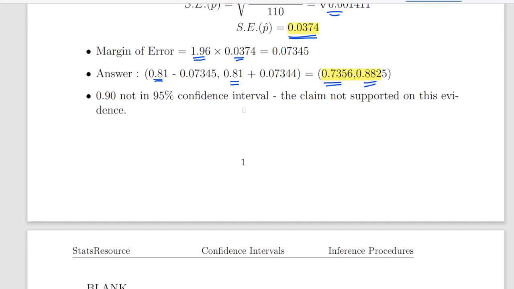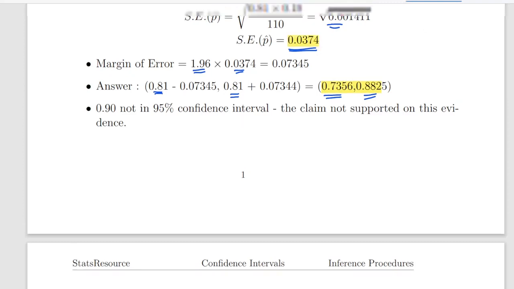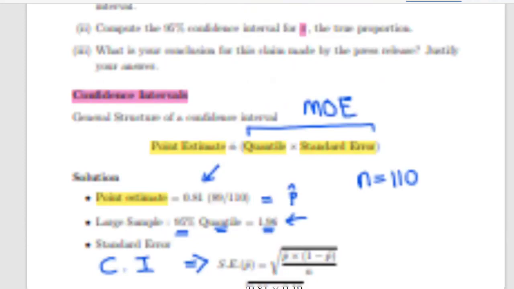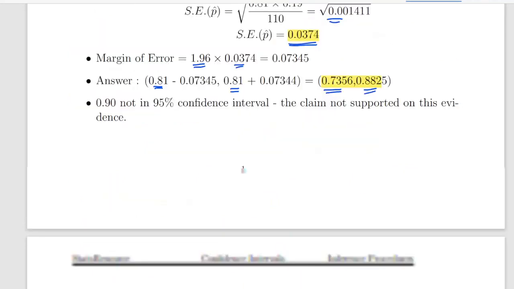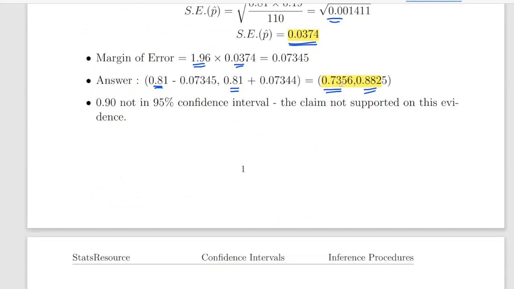Now, the third part asks us what is our conclusion based on the assertion made in the press release, this 90% of the customers. This confidence interval tells us at a 95% level of confidence that the true proportion is between 0.735 and 0.88. Okay, 0.90 is not in that confidence interval.